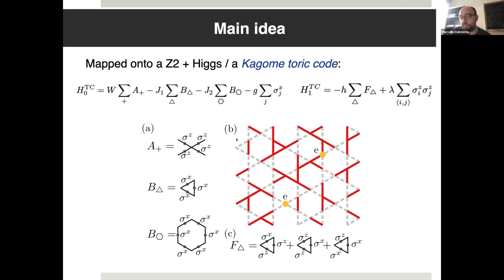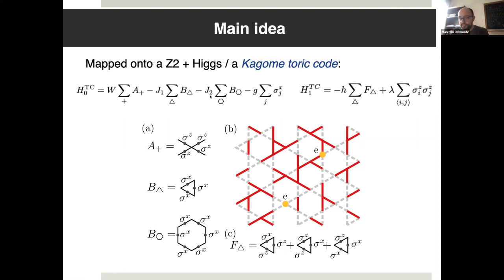Then there is one difference with respect to the square lattice. On this Kagome lattice, there are two sorts of plaquettes: the triangular plaquettes and the hexagonal ones. And we put a coefficient which in principle can be different between the triangular plaquettes, J1, and the hexagonal plaquettes, J2.